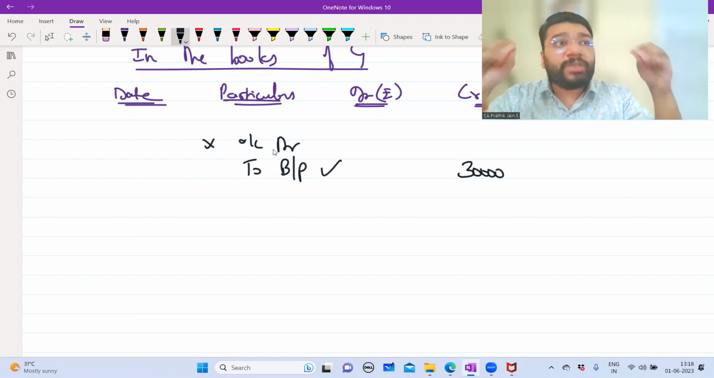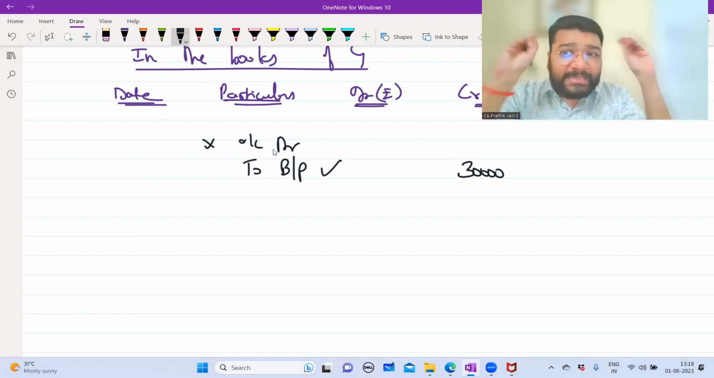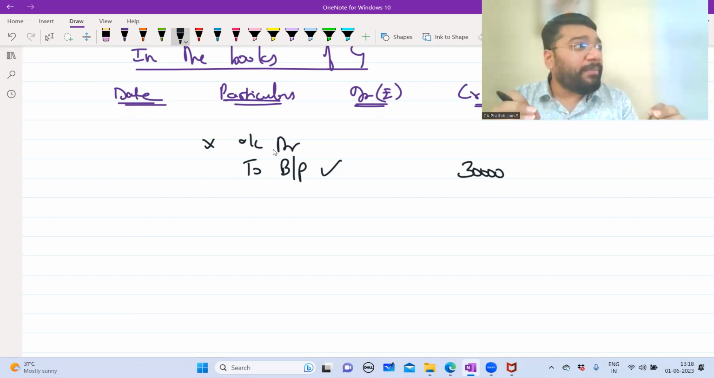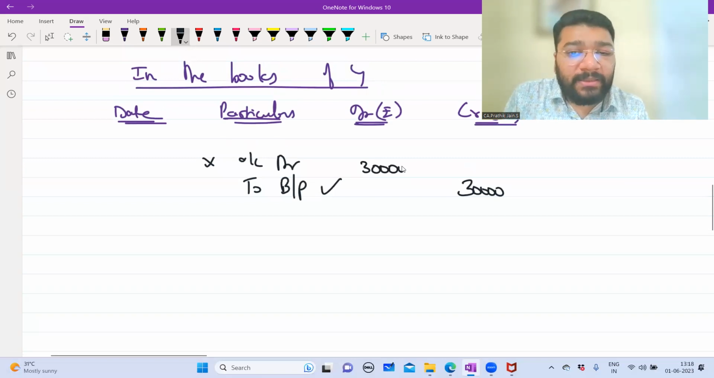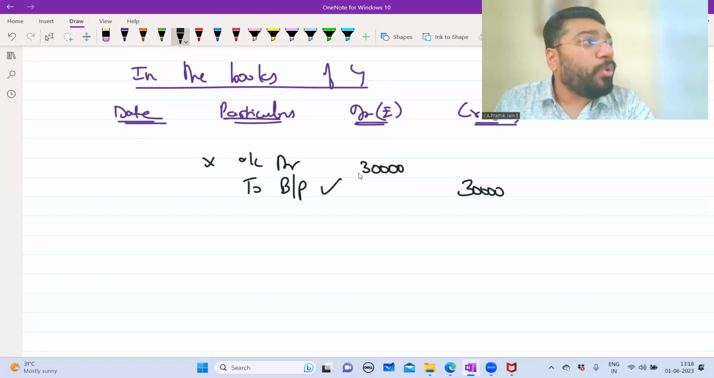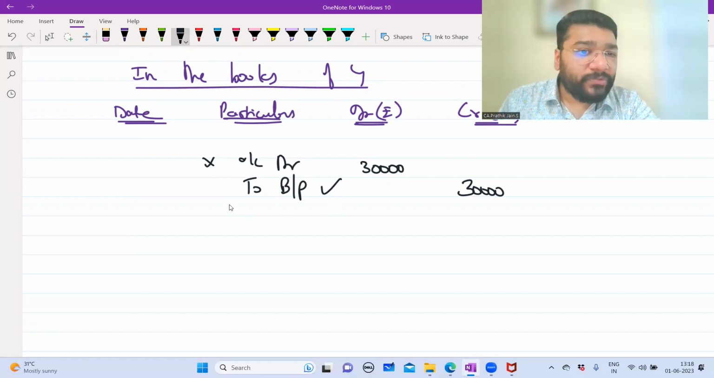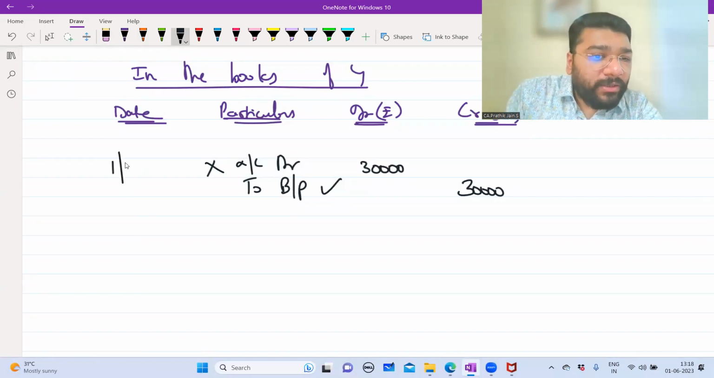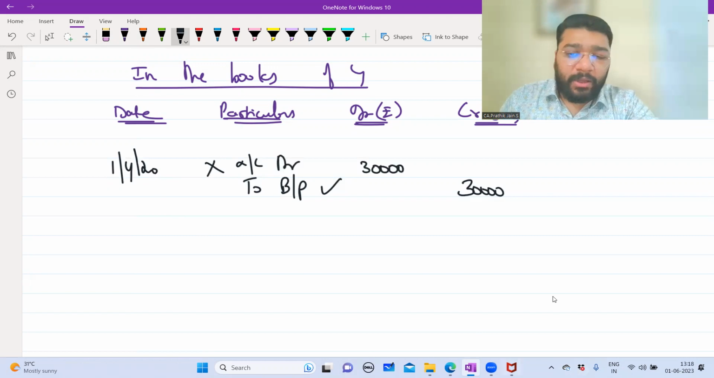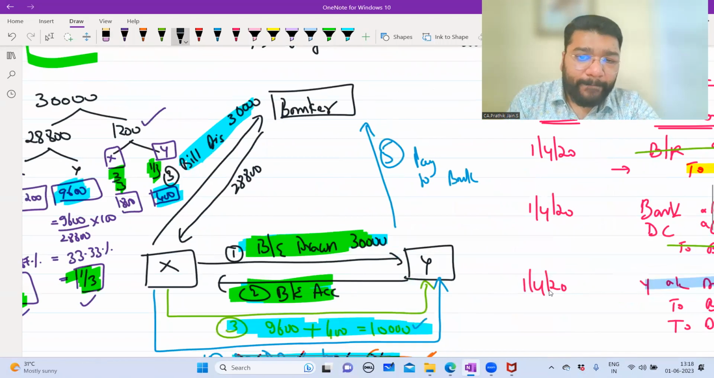So that the question I'm asking you goes very nicely into your head. And during the exam, you should ask yourself the questions. That is when you'll become clear. That's when you'll get the clarity. So the 30,000 rupees, only when I get it from X in future can I make the payment to the holder of the bill. So when is the bill executed? 1st of April. This is X account debit. So this is 1/4/2020.